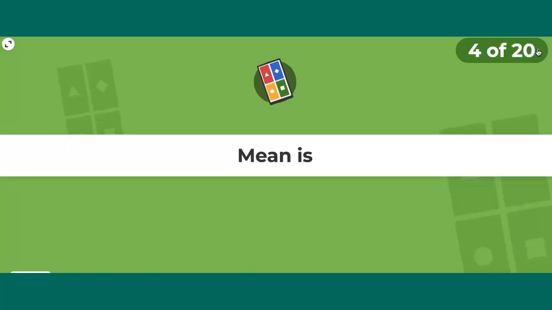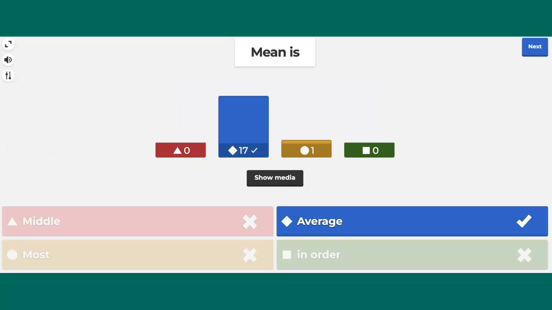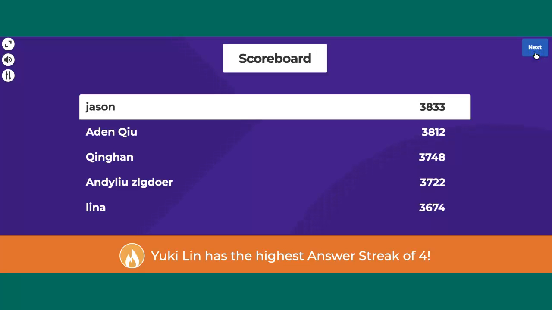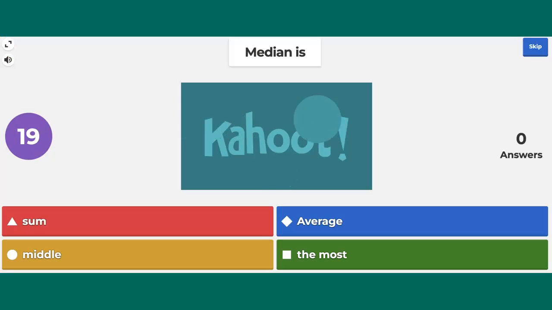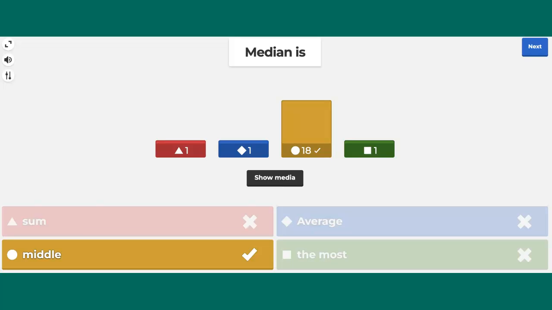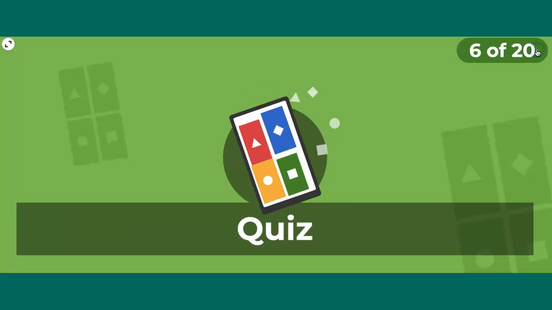Next question. Mean is, for mean is, so everybody's correct except for one odd person again. Next, first one is Jason and Aiden and King Han. Next, let's go next. Median is, so the median is the middle number. I don't understand. So, next question.